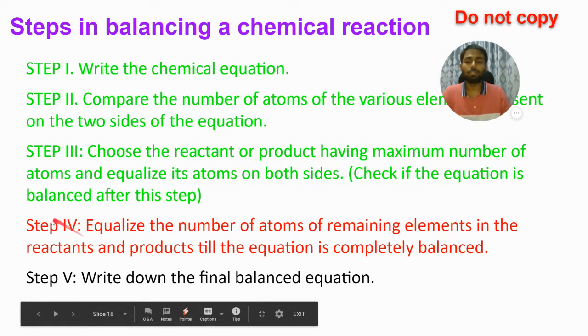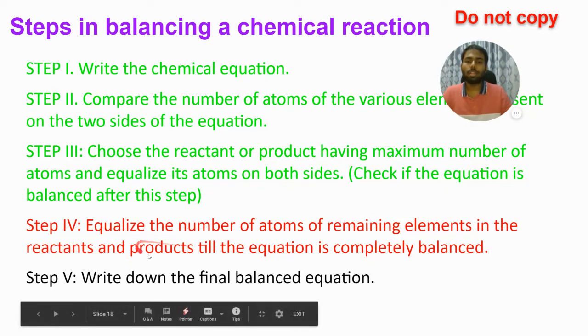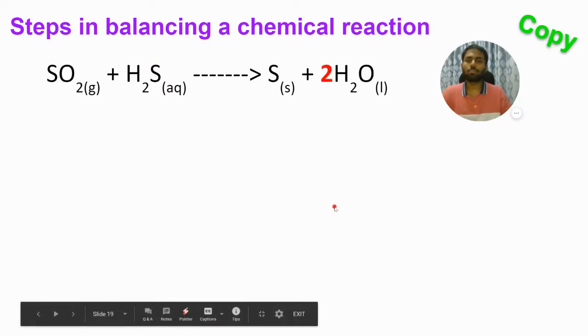Now we'll have to move on to fourth step. Equalize the number of atoms of remaining elements. बाकी जितने भी एलिमेंट्स बच गए उनके एटम्स को इक्वलाइज करना है इन रिएक्टेंट्स एंड प्रोडक्ट्स टिल द इक्वेशन इज कंप्लीटली बैलेंस. जब तक अभी इक्वेशन बैलेंस नहीं होता, बाकी के एलिमेंट्स को इक्वलाइज करना है. ओके, सो लेट अस मूव अहेड.